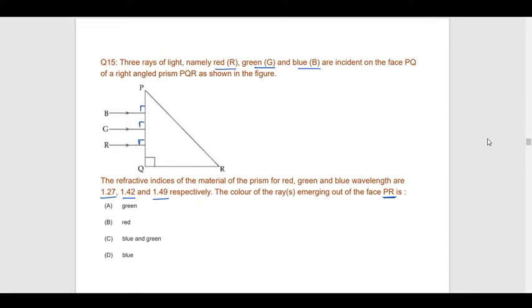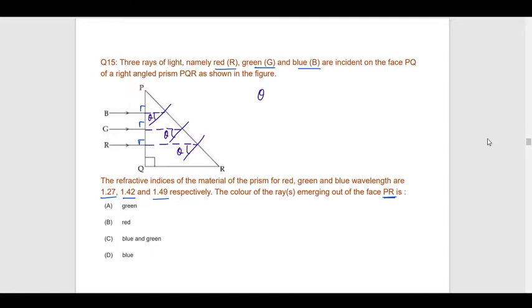In order to attempt this question, you need to first of all understand that when these rays enter the prism, they are going to move undeviated until they reach surface or face PR, because they enter at an angle of 90 degrees. And for each of them, this angle theta will be equal to 45 degrees, right? So any ray which has the value of critical angle more than this theta, that is 45 degrees, will emerge out of the surface PR, and whichever light ray or wavelength or color has theta c less than theta will not emerge out, right?